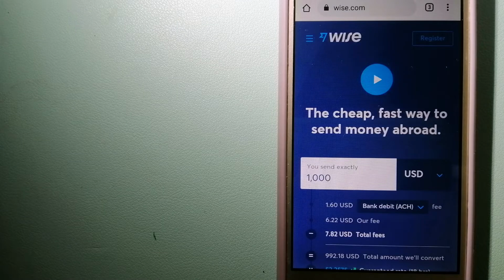We are going to talk about three ways to send money if you are in Hong Kong and you want to send money to Comoros.